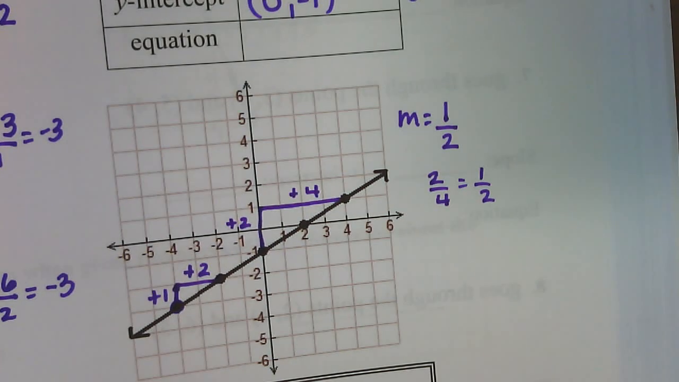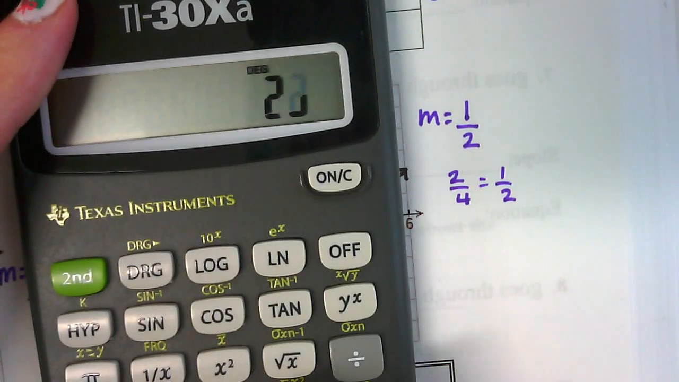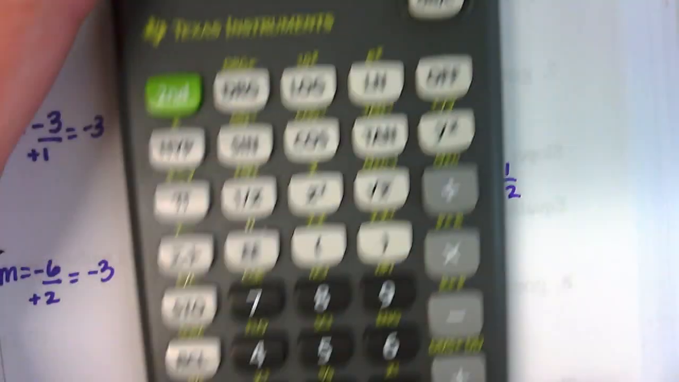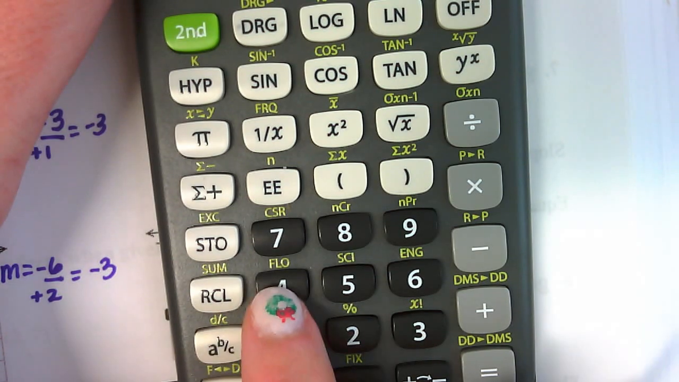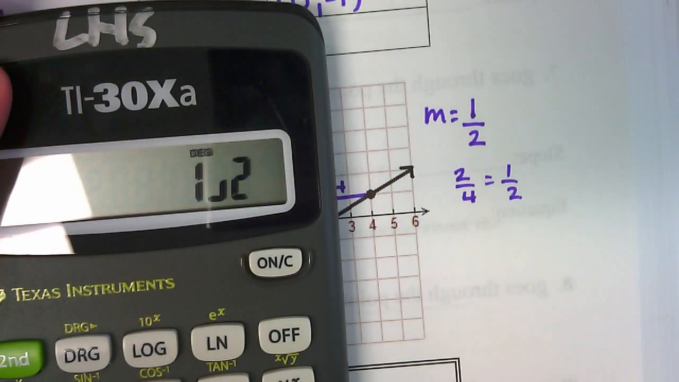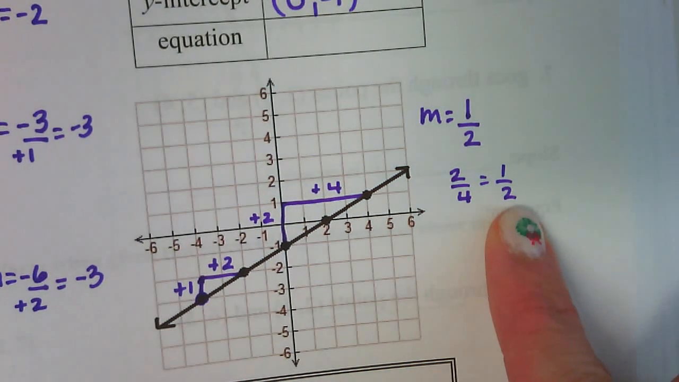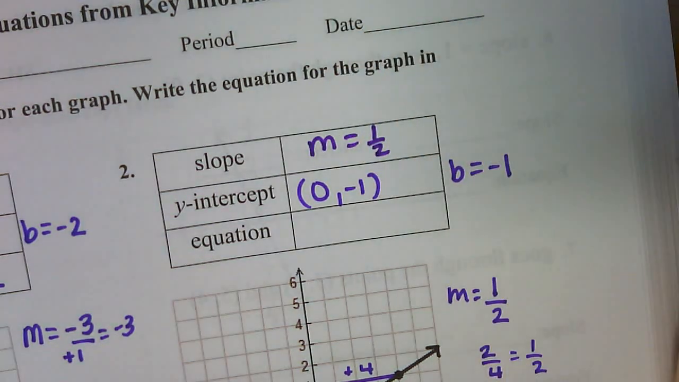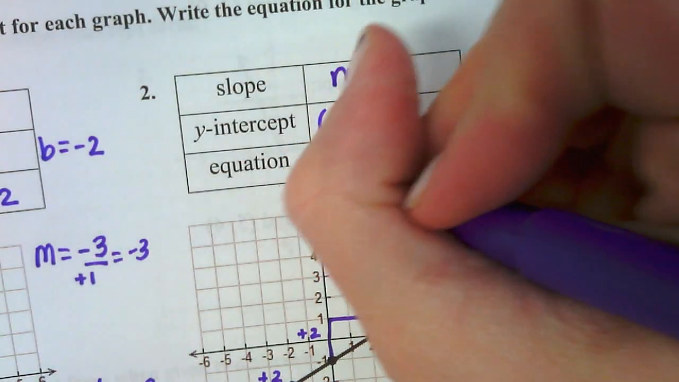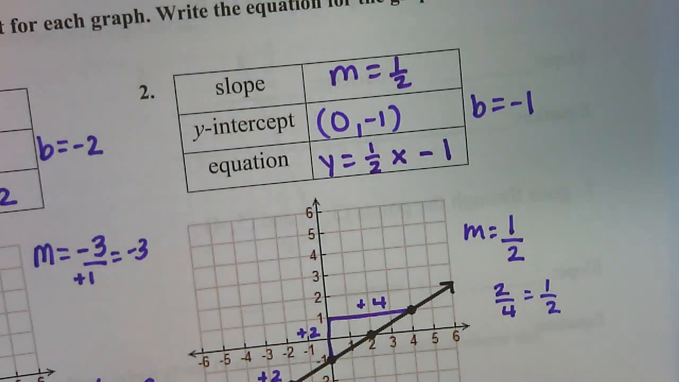With your calculators, if you weren't sure about this fraction, you can type the fraction into your calculator. This is your fraction button right here. So I typed 2, then ABC 4, and if I hit equals, it gives me my simplified fraction. Okay. So my slope is 1/2, and my equation is going to be y = 1/2 x - 1.